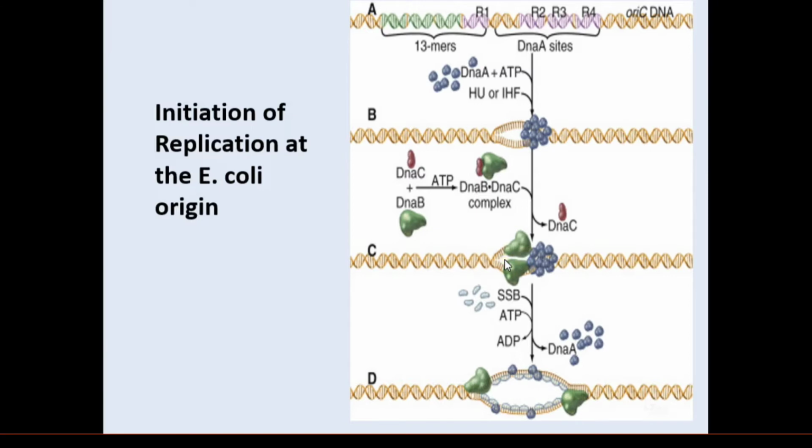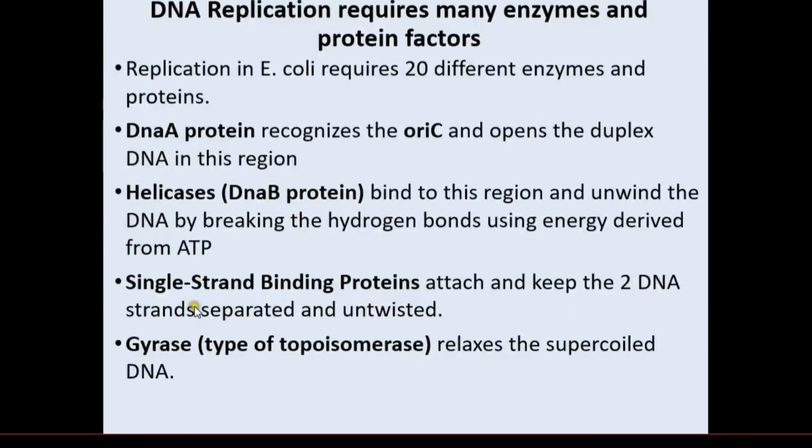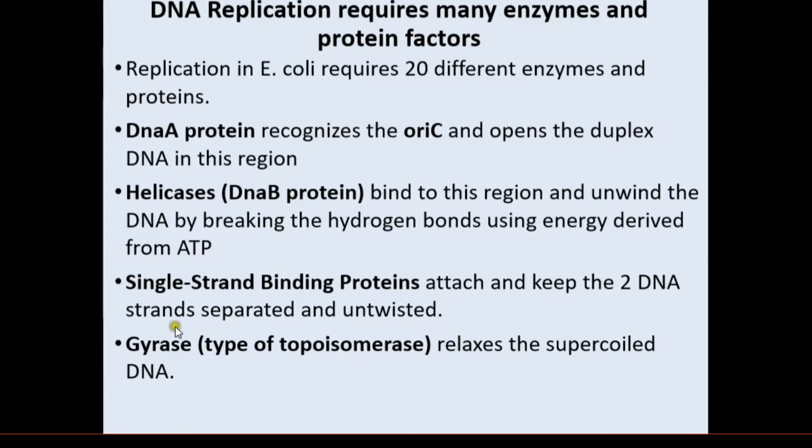Then single-stranded binding proteins attach and keep the two strands separated and untwisted. These are the single-stranded binding proteins. They bind on the strands and keep the two strands separated and untwisted. Gyrase, a type of topoisomerase, relaxes the supercoiled DNA.